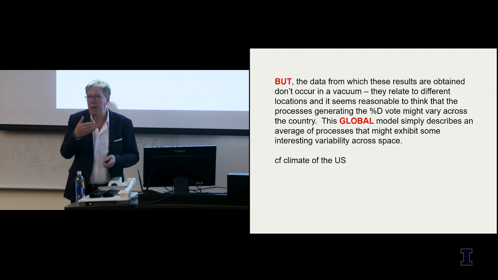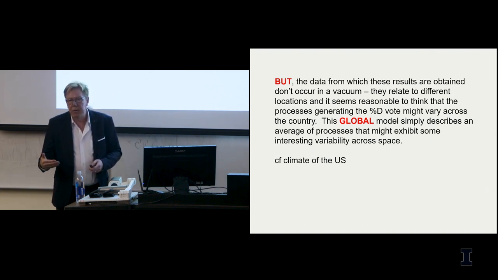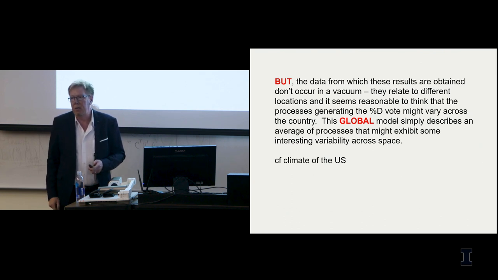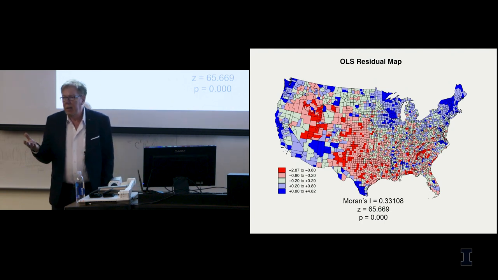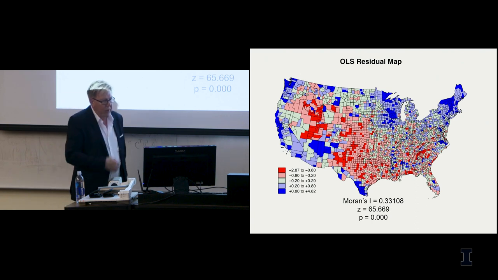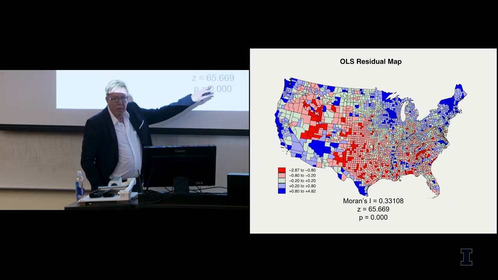Those parameter estimates are averages of what might be, we don't know, interesting spatial variations in the way those covariates influence, in this case, voting behavior. And if there are spatially varying processes taking place, those averages are actually meaningless. It's just like the average temperature in the United States, the average rainfall. That's the kind of information level you're getting from those results. Now, the first indicator that there's something horribly wrong with those results I've just given you is if you map the residuals from that global model, and you'll see here they're massively spatially dependent.